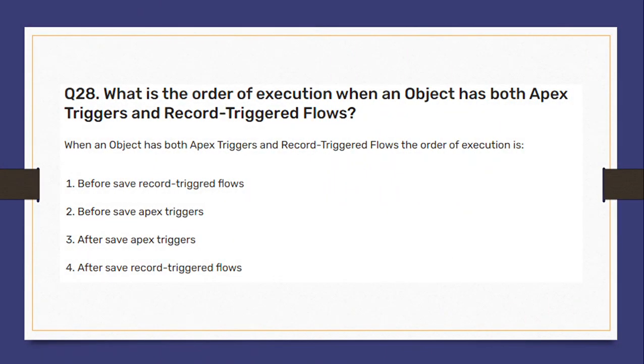What is the order of execution when an object has both Apex triggers and record-triggered flows? First, before-save record-triggered flow runs. After that, before-save Apex triggers. Then after-save Apex trigger and after-save record-triggered flow. These are the order of the executions in Salesforce flow and trigger.